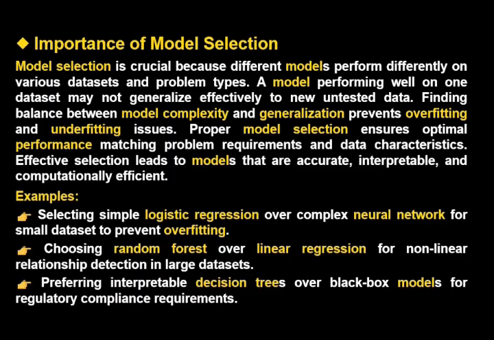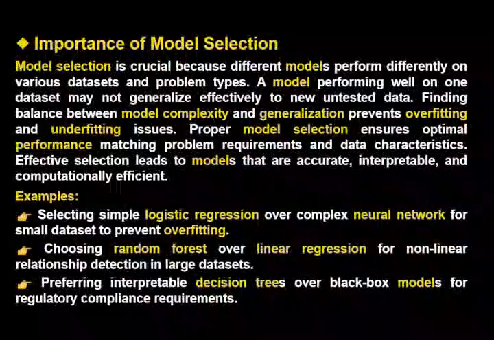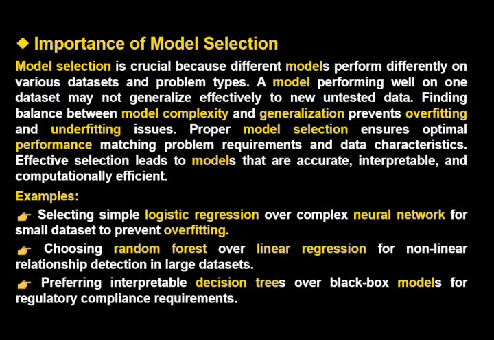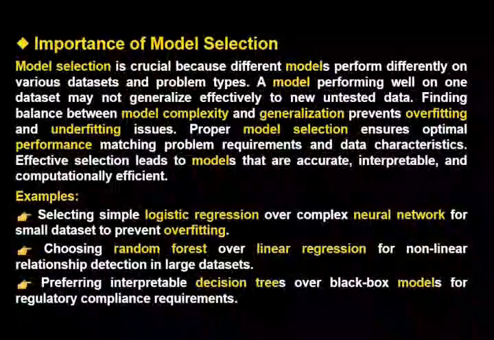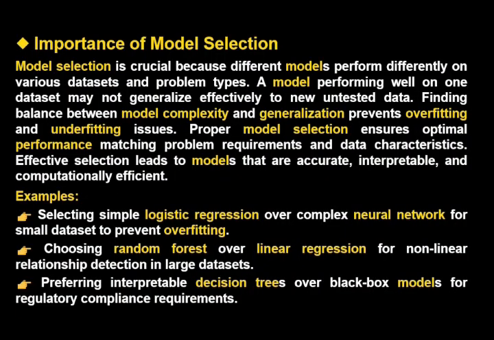For example, logistic regression may be better for small datasets. Random forest may work better for nonlinear patterns. Decision trees may be preferred when explanation is required. Thus, selecting the right model directly affects system performance and usability.